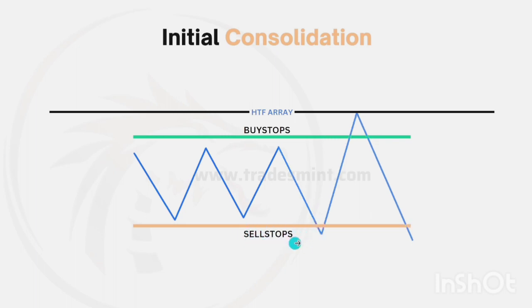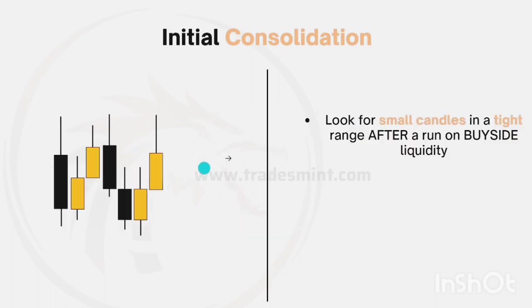Again, we can often see a run on sell stops first and then reprice higher to trip the buy stops, keying off a higher time frame level at a certain time, and then reprice lower to begin the sell program of the market maker buy model. We look for small candles in a tight range after a run on buy side liquidity. Generally, after we have completed either a buy or sell program, a new initial consolidation will commence, which will be the start of another market maker buy or sell model.